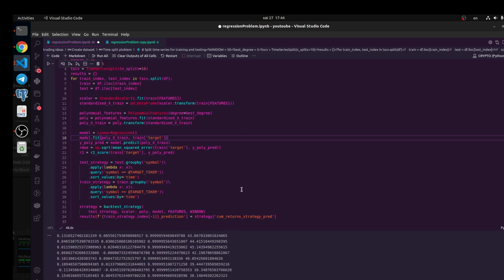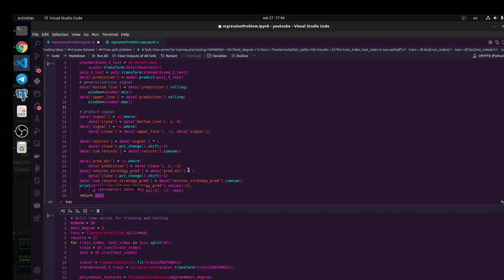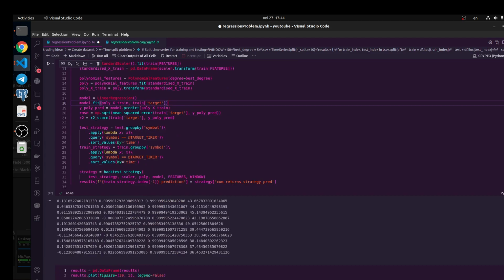Let's look at this, this is the backtest strategy. What does it return? It returns a time series object, and we store this time series object in our dictionary using results, and we indicate some data indexes for the names of these columns.